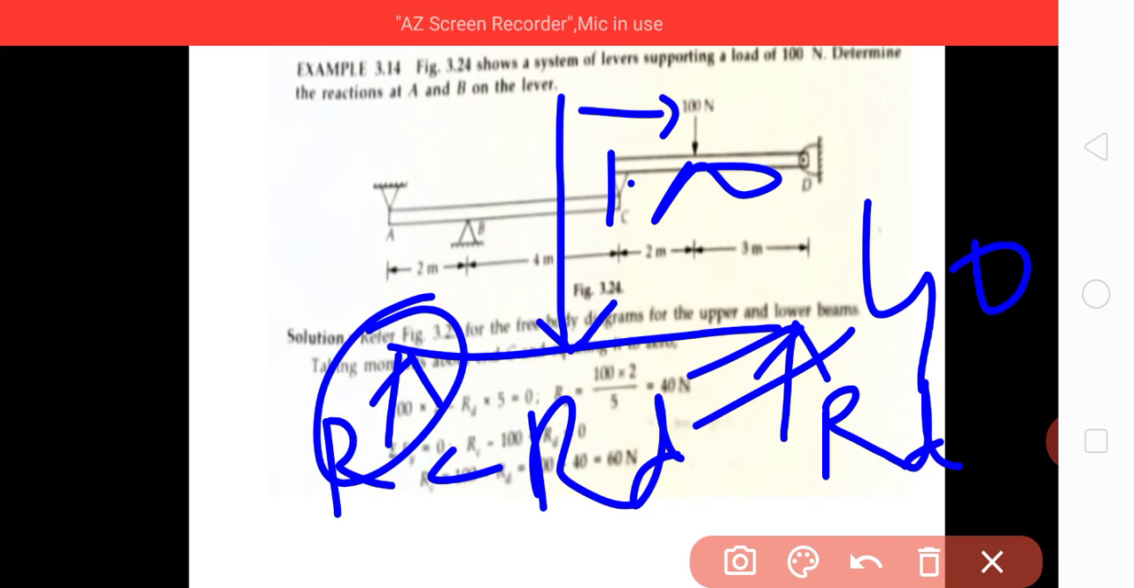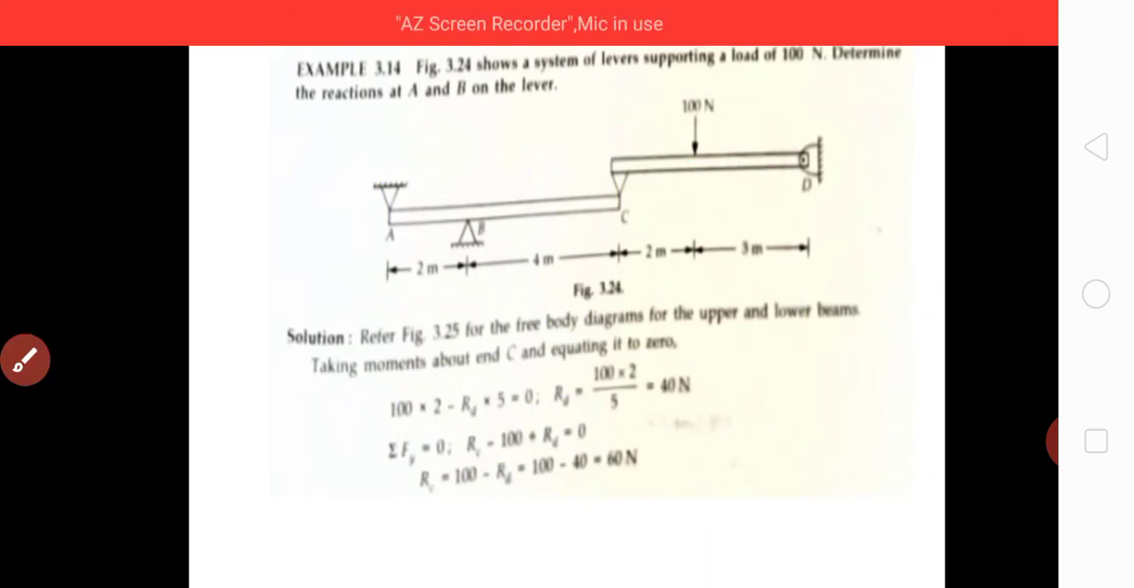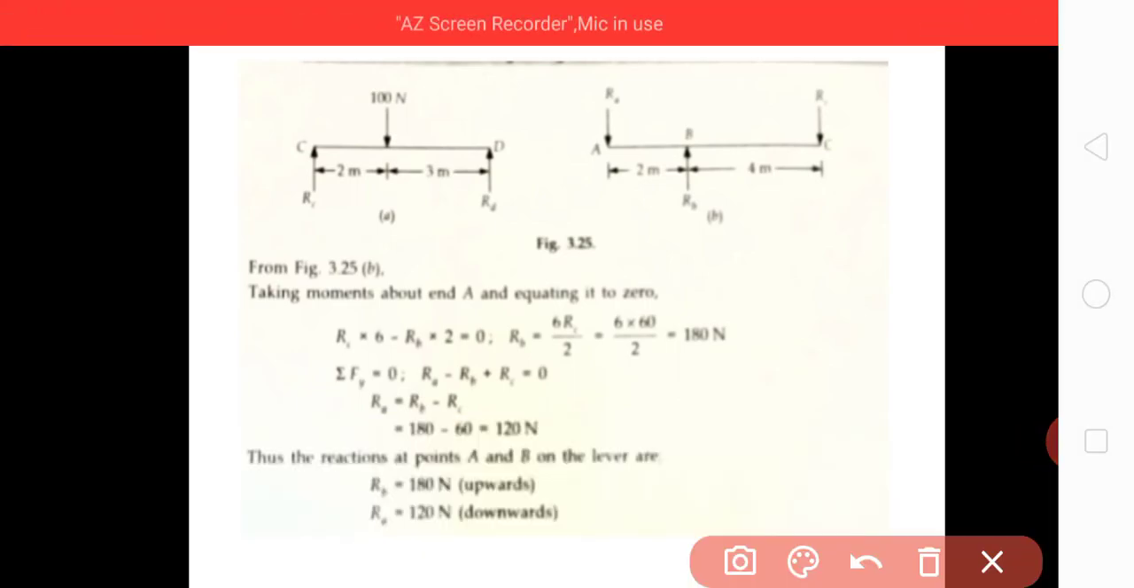Then we will say RD plus RC is equal to 100. RD is already 40, so RC will be 60. So we can find out RC equal to 60 Newtons. But this will be shown in the next slide. Refer here. RD into 6 is equal to RB into 2, which gives you RB.